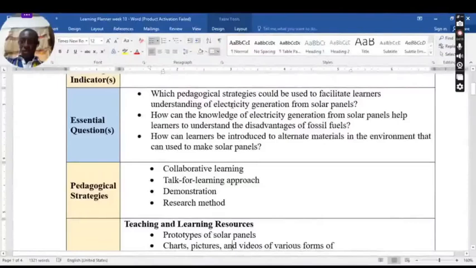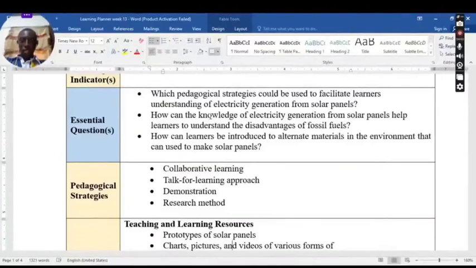Now let's move on to essential questions. Essential questions are questions that guide the teacher in carrying out the lesson. Very important. You have to create a good essential question. The essential question is in 3 parts. The first question should tell the teacher which pedagogical strategies, which teaching method he is going to use. That will help. So the essential question is a question for the teacher, and it is in 3 parts.